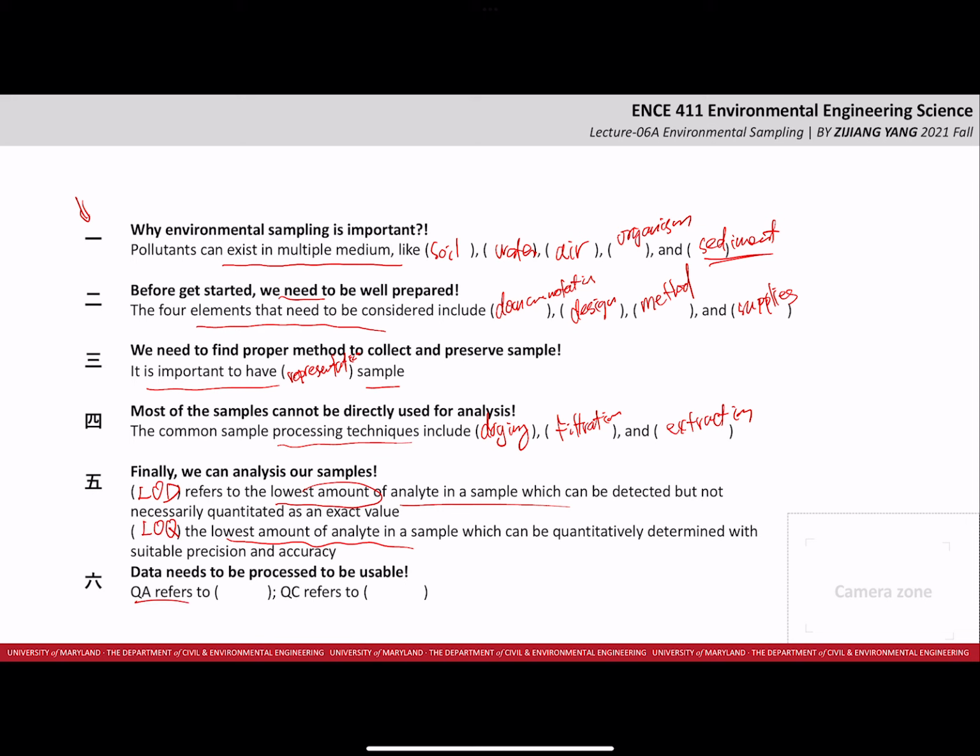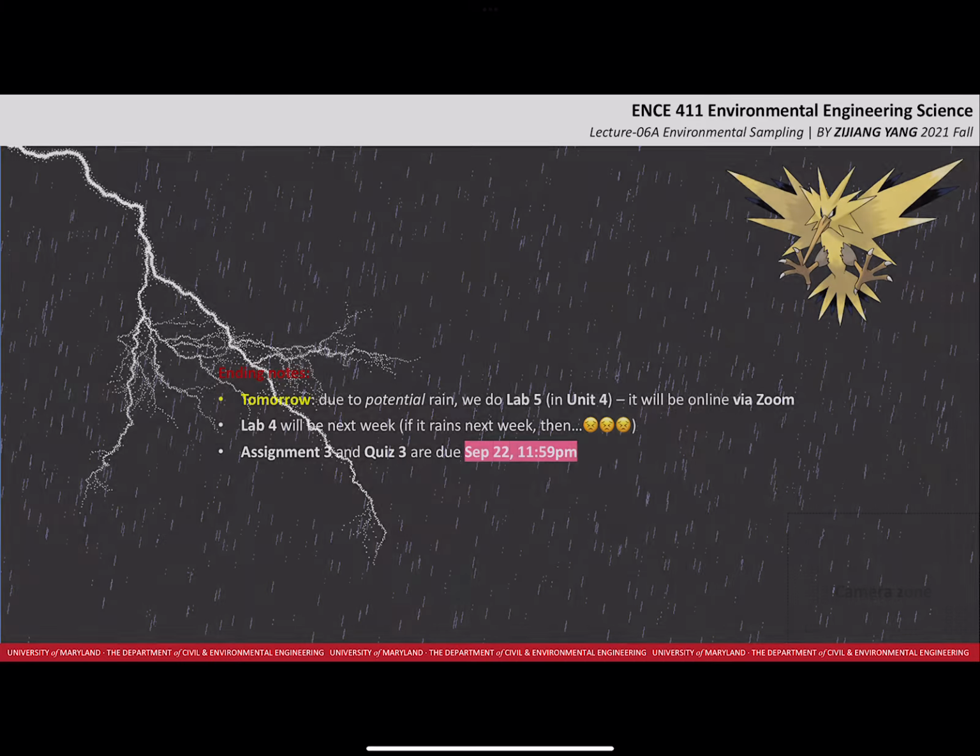And QA refers to quality assurance, and QC refers to, yes, quality control. Okay, my handwriting is bad. Okay, that's good.